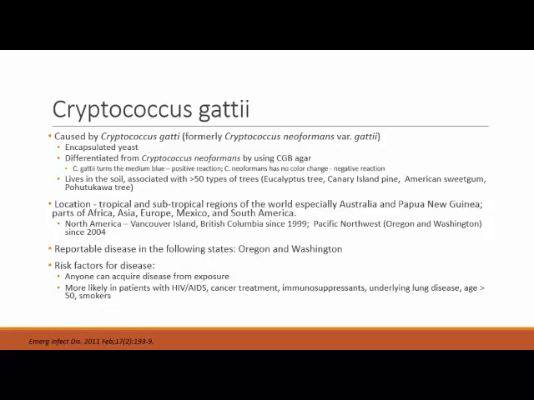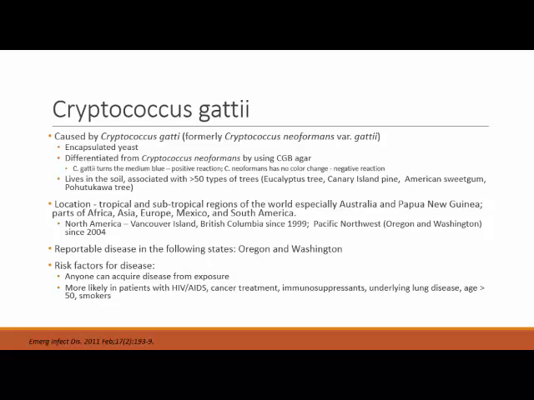In North America, since 1999, there have been reports of finding this in the Vancouver Island, and then in the Pacific Northwest, Oregon and Washington particularly, since 2004. So it is a reportable disease according to the CDC in Oregon and Washington.